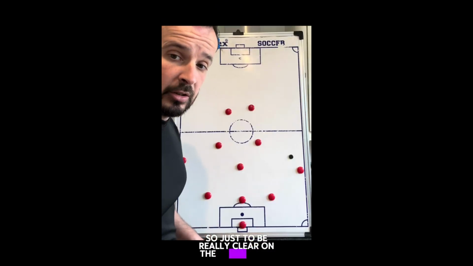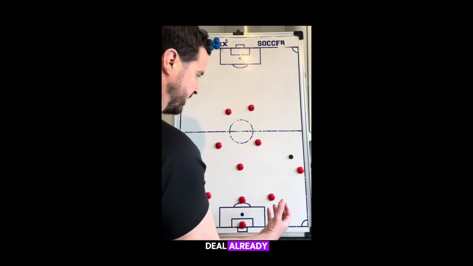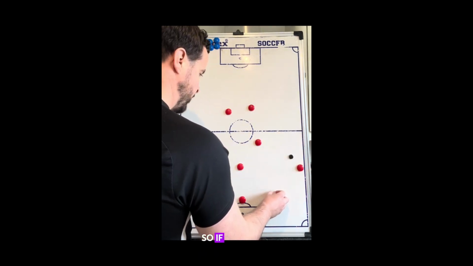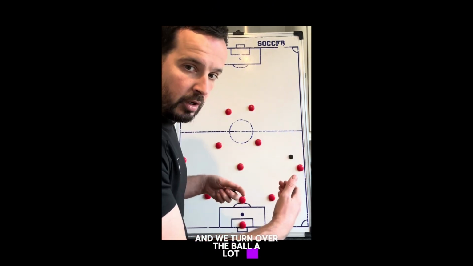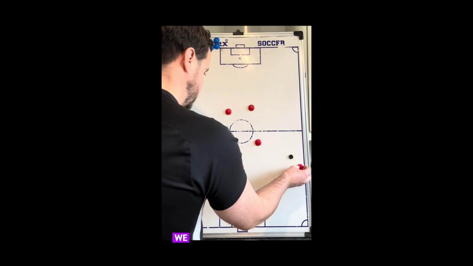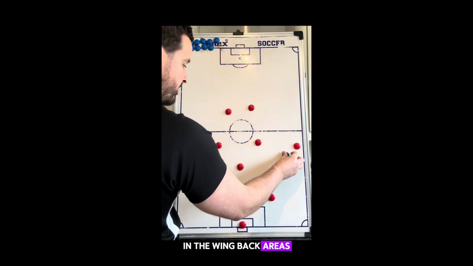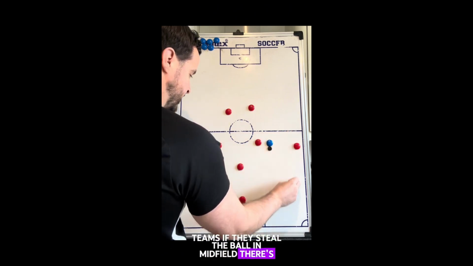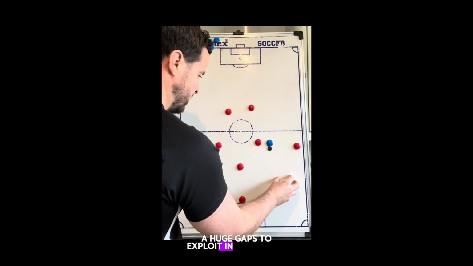So just to be really clear on the weaknesses that we think a 3-5-2 has, we've talked about it a great deal already, but it is just these wide areas, okay? If we're not good with the ball and we turn over the ball a lot in a 3-5-2, we are potentially going to be caught in no man's land in the wing back areas. Teams, if they steal the ball in midfield, there's going to be huge gaps to exploit in transition.